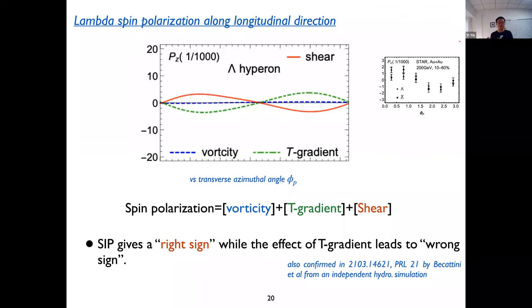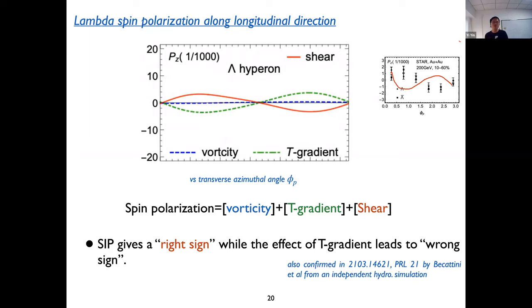Showing you the results. What I plotted here is the spin polarization of the Lambda projected along the longitudinal direction as a function of the azimuthal angle. Here I show three curves corresponding to the effect of the vorticity in blue, the effect of the T gradient in green, and finally the effect of the shear in red. We see here that the contribution from the vorticity can be ignored. So I will focus on the competition between the effects of the T gradient and the effects of the shear, which you see are opposite to each other. Another remark I want to make is that the T gradient contribution is opposite to what you see in the data. On the other hand, the shear effect gives the right sign.